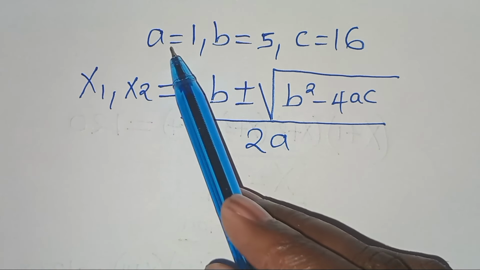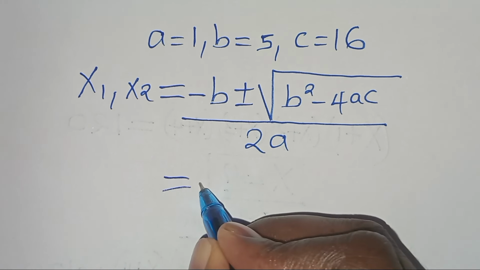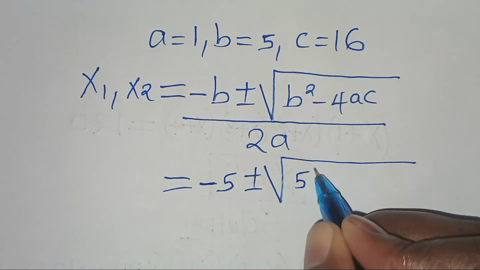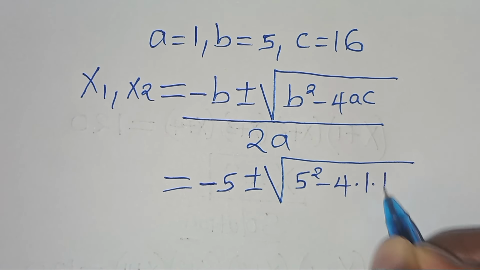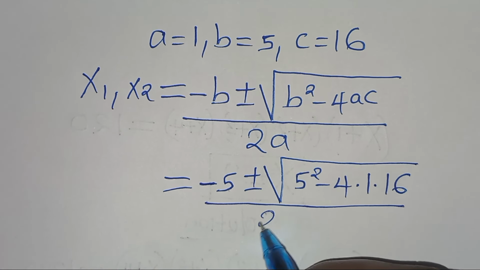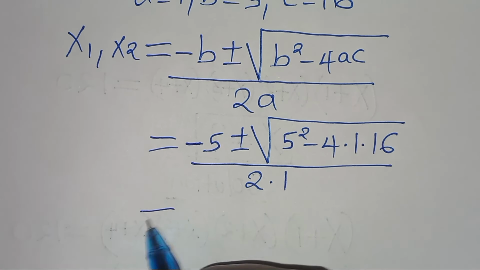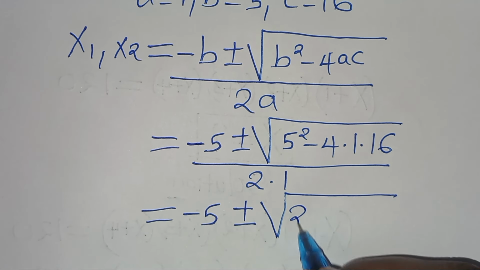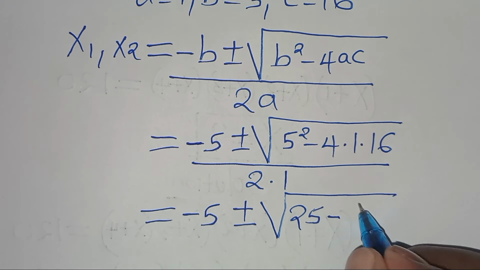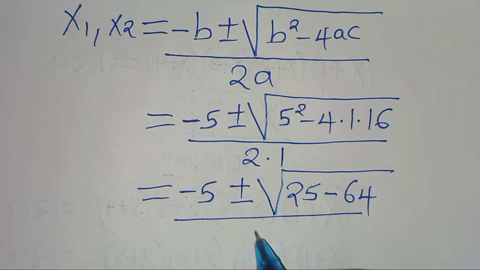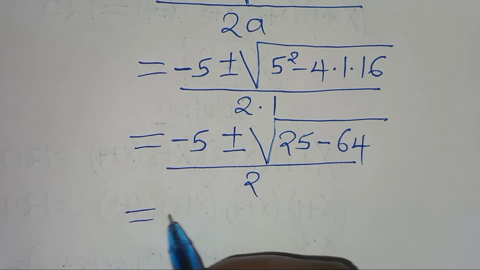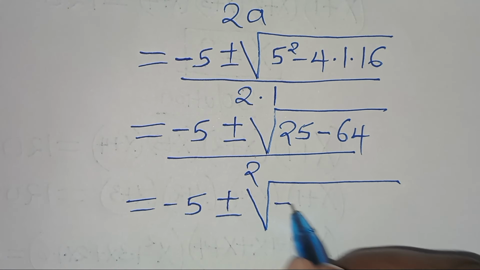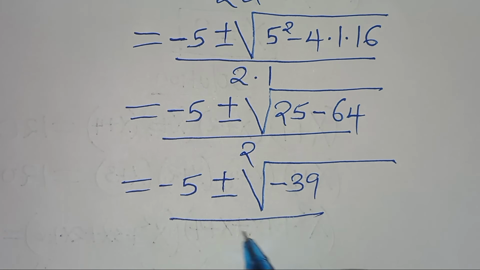Now let's substitute the values of a, b, and c, so that here we have minus 5 plus or minus the square root of 5 squared minus 4 times 1 times c, which is 16. Everything here divided by 2 times 1. So this means we have minus 5 plus or minus the square root of 5 squared, this is 25, minus 16 times 4, which is 64. Everything here divided by 2. So this implies that we have minus 5 plus or minus the square root of 25 minus 64. This is minus 39 divided by 2.